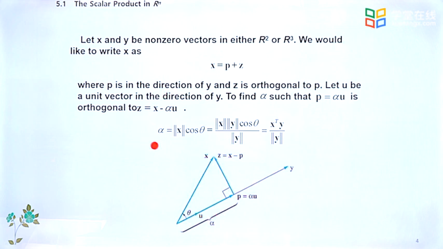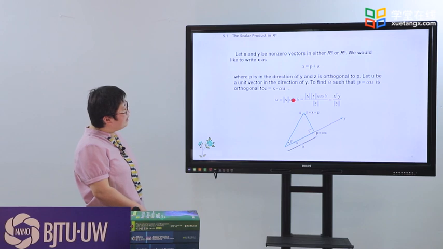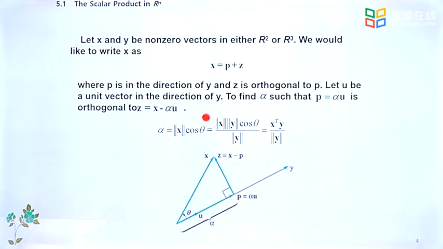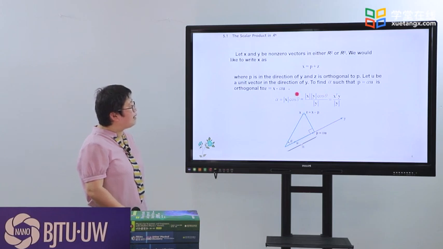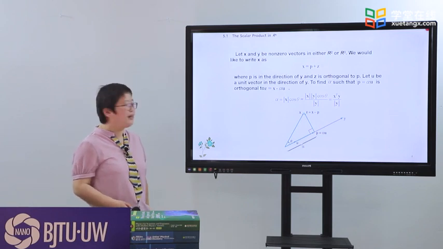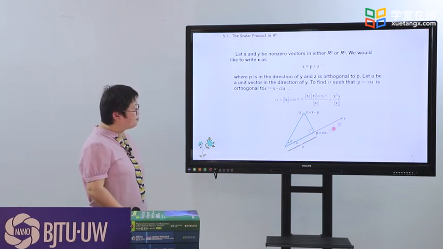We know alpha equals length of x times cosine theta. We can write it in this way: length of x times length of y times cosine theta divided by length of y. They are equivalent, of course. And because the numerator is just x transpose y, alpha can be computed by x transpose y divided by length of y. So we know how to get this alpha.